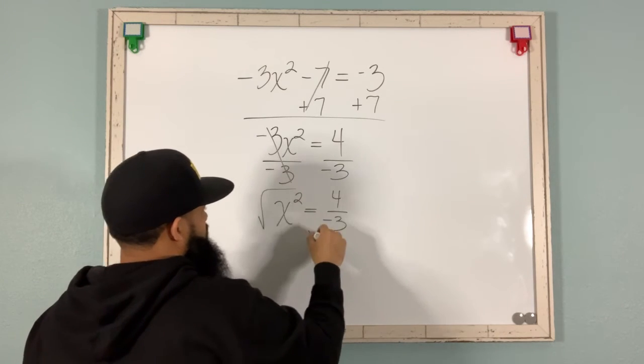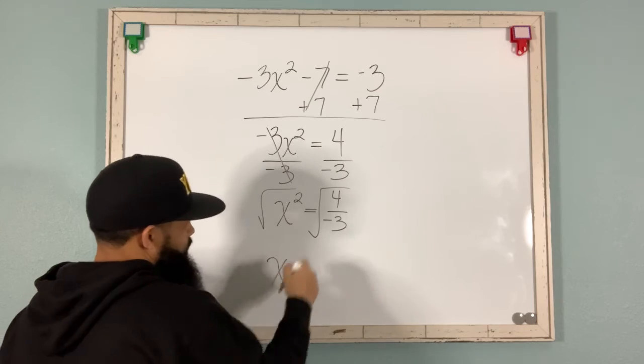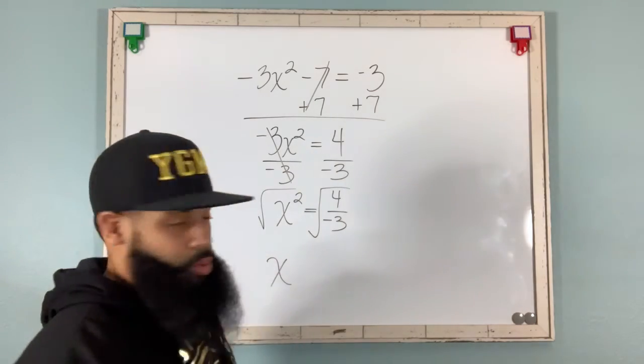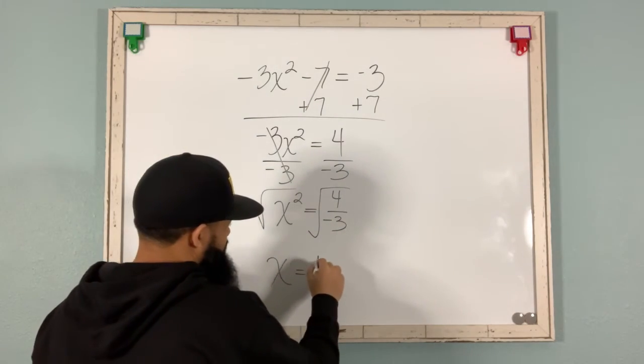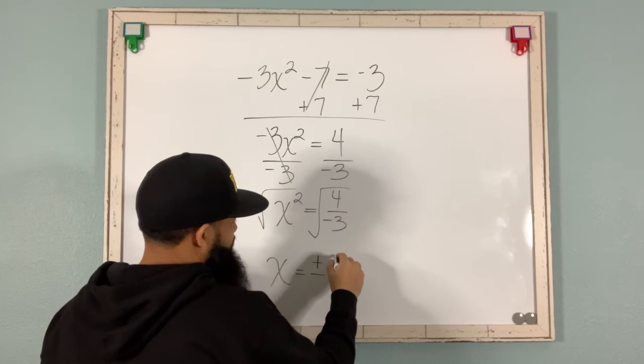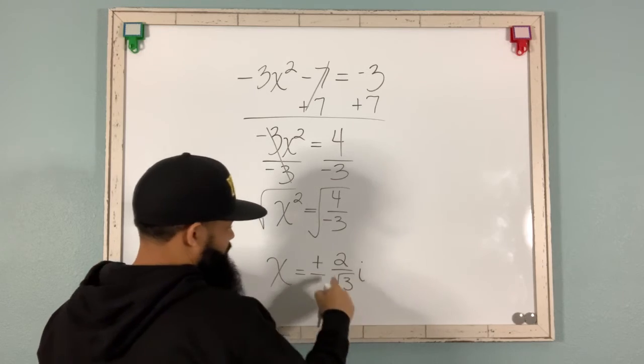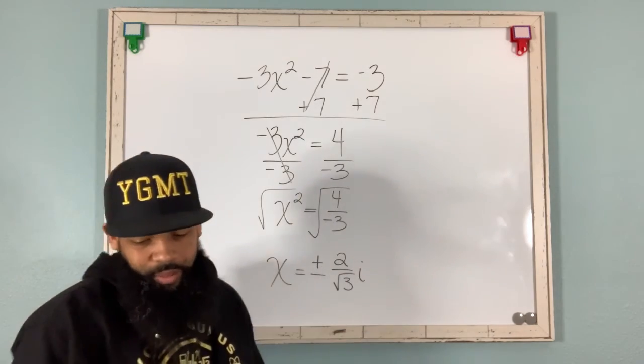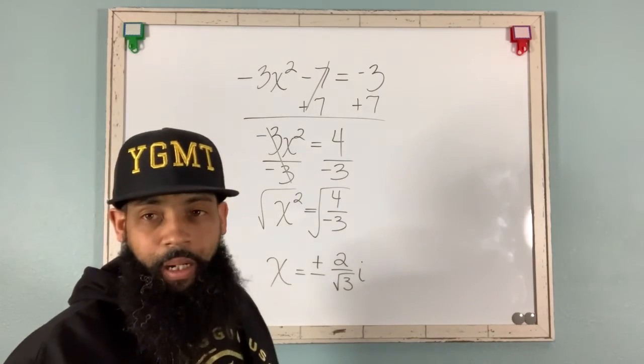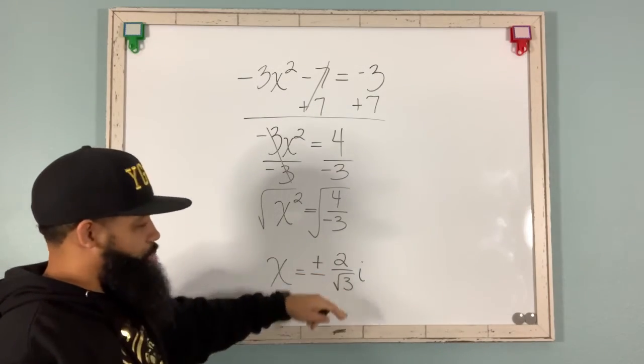But I need to take the square root of both sides. Now here, 4 is a perfect square number, right? So I still have plus or minus, but I have 2 over the square root of 3 times i. I could put the i on the left side. It doesn't matter. But we just make sure we keep that i.